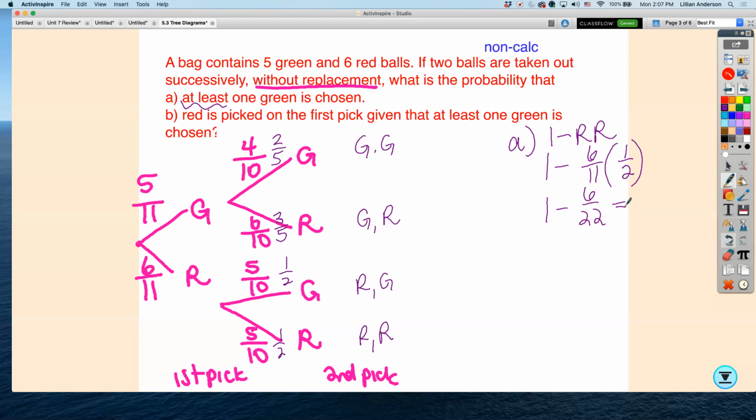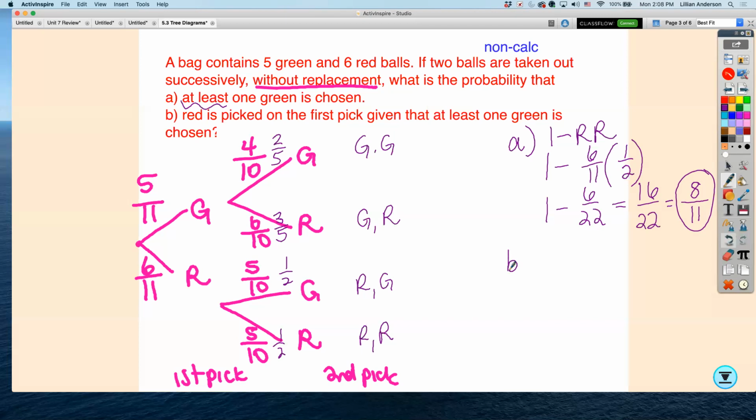It is 16 over 22. Yep. How's that reduced? Divide by 2, so 8/11. Very good. So the probability of you picking at least one green is 8/11. That's the same probability you would get if you did green, green, plus green, red, plus red, green.